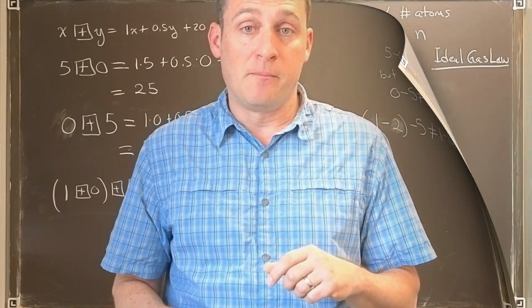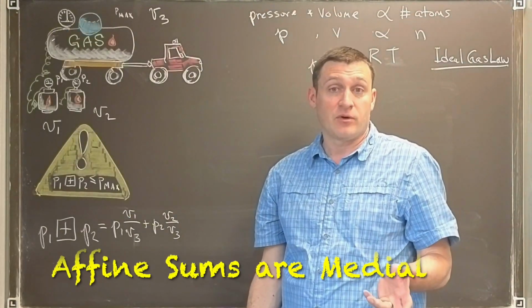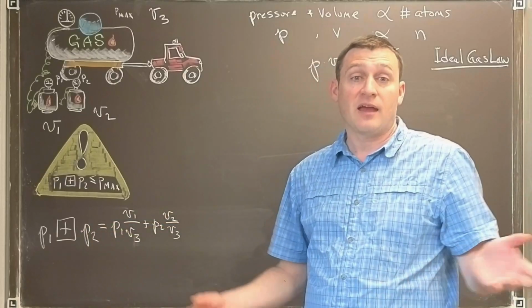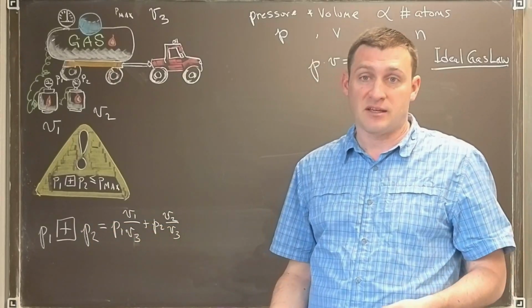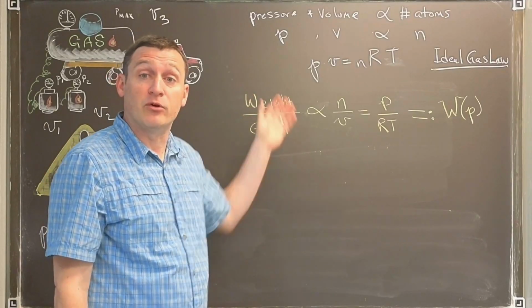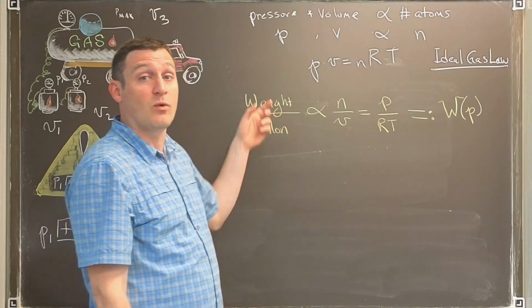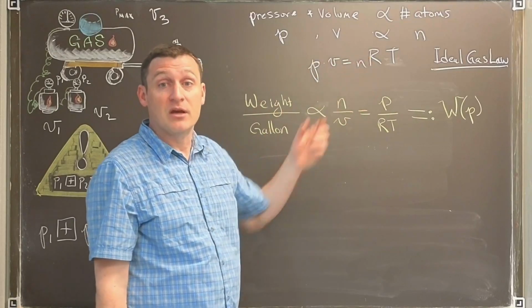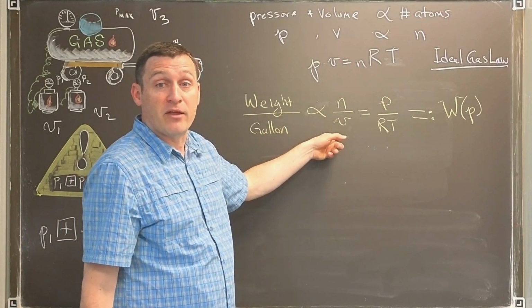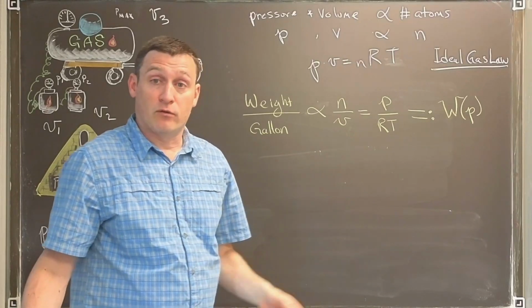If we stand back to see what Nathan has to do on a daily basis, it is to take the two pressures measured on each tank, add them together by this formula, and see that it's less than P max. And to continue the algebra further, I could say that the weight per gallon could be computed from the ideal gas law by saying that the weight is proportional to the number of atoms. But if I want weight per volume, that would mean it's proportional to the number of atoms divided by the volume, which is the same as P over RT.